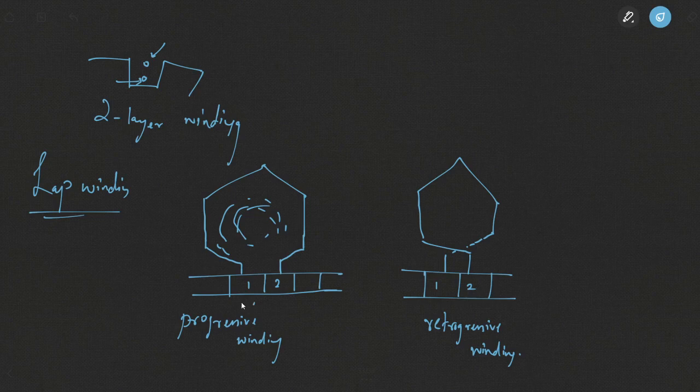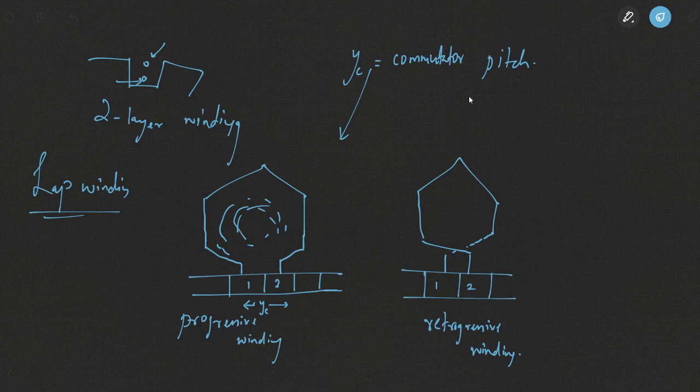Now this here I'm referring to as YC. YC is commutator pitch. So what is commutator pitch? Commutator pitch is simply the distance between, it will actually mean the number of segments that are between two coil sides of the same coil to which the two coil sides are actually connected.